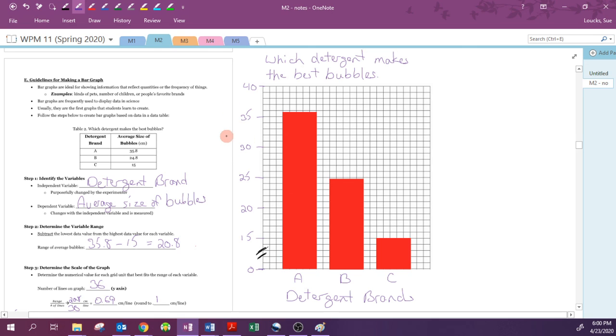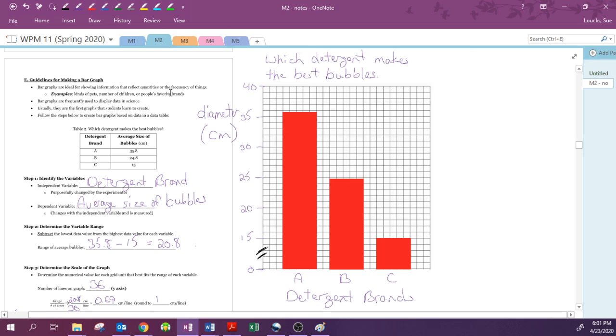And I just noticed that over here I don't have anything labeling what these numbers are, so this is going to be centimeters. Put that in brackets there. I should probably say diameter is what this is measuring. This is the diameter in centimeters. Okay, so there's our graph.